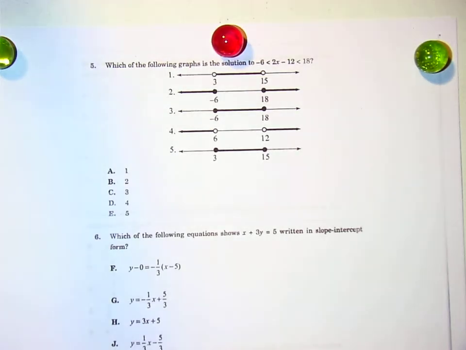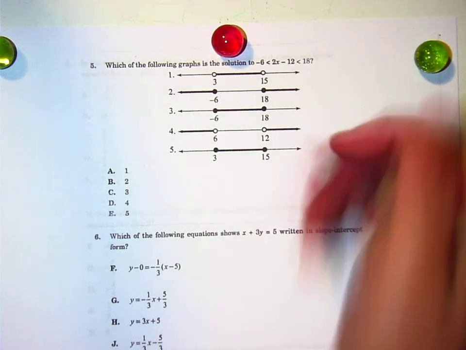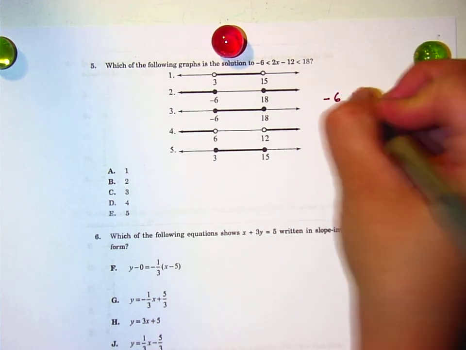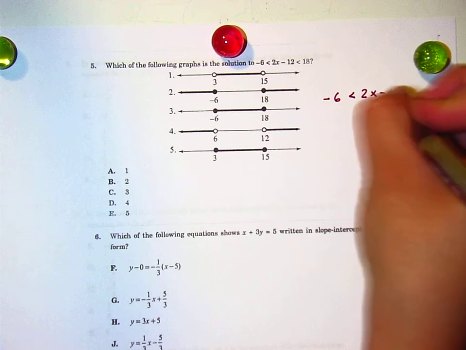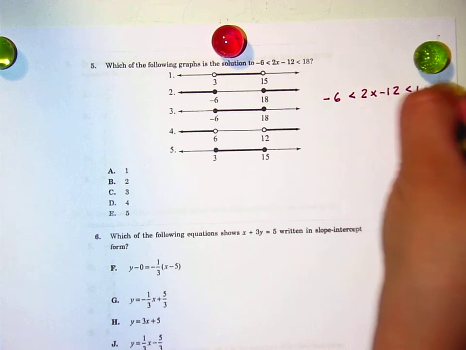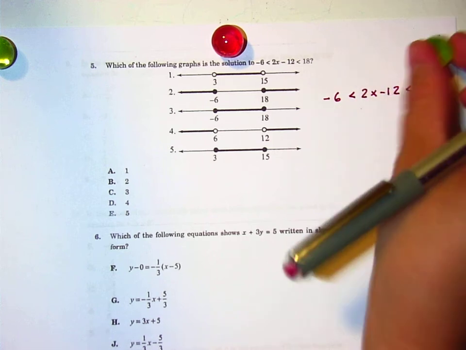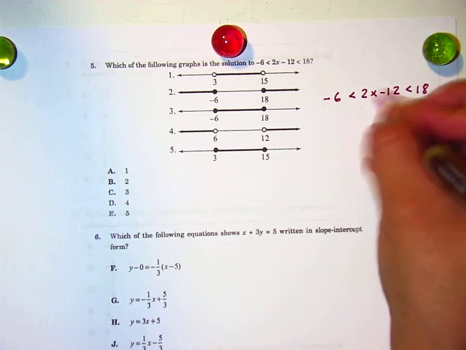All right. Which of the following graphs is the solution to this one? Now, this is another way to write an inequality. It's kind of like writing 2 inequalities at once, but you can solve it all at once, which is kind of fun. So we're trying to get the x by itself in the middle.